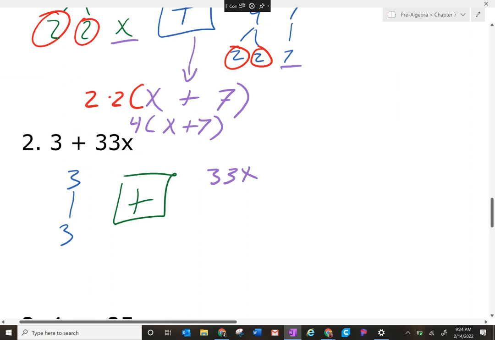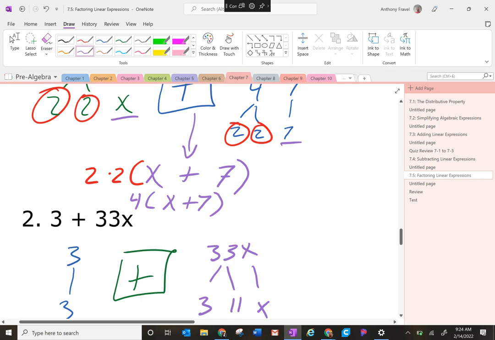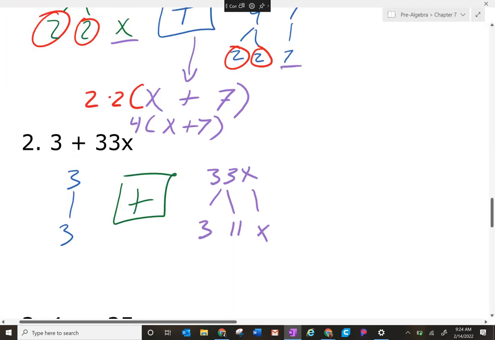Somebody new. Daniel. 3 and 11. Awesome. Bring down the x. So great. 3, 11, and x. Can we do anything else for factors? We cannot. You are stellar. You're perfect. Okay. Now we're going to see what they have in common.